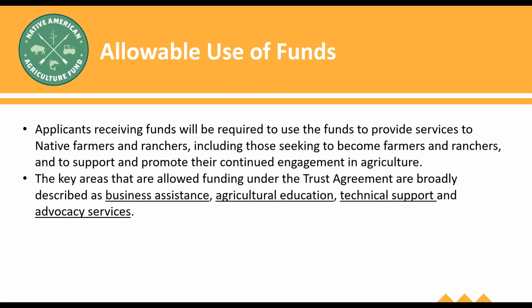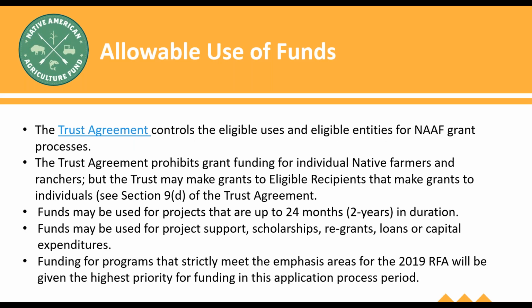Again, the key areas that are allowed for funding under the trust agreement are broadly described as business assistance, agricultural education, technical support, and advocacy services. So when you're thinking about what you want your project to be involved in, drive into those spaces, if you will. Those are key components of what the trust agreement has allowed the NAAF organization to fund in terms of its key areas for funding.